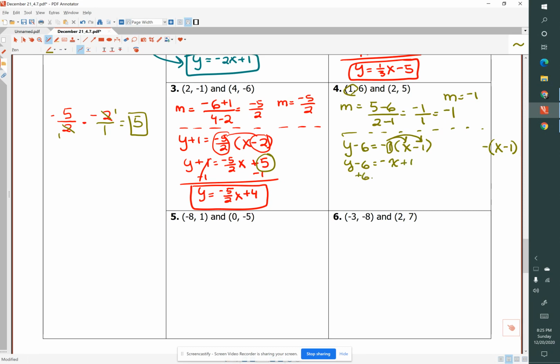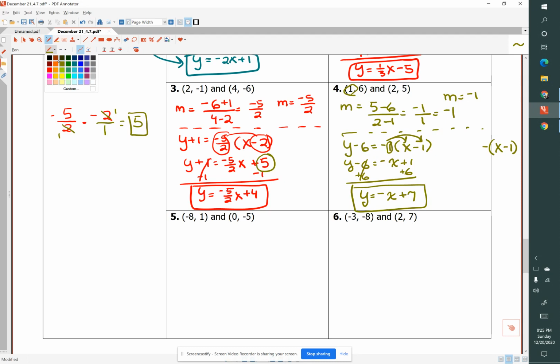Now we'll just add 6 to both sides. And we will have y equals negative x plus 7. And that's our equation in slope-intercept form.